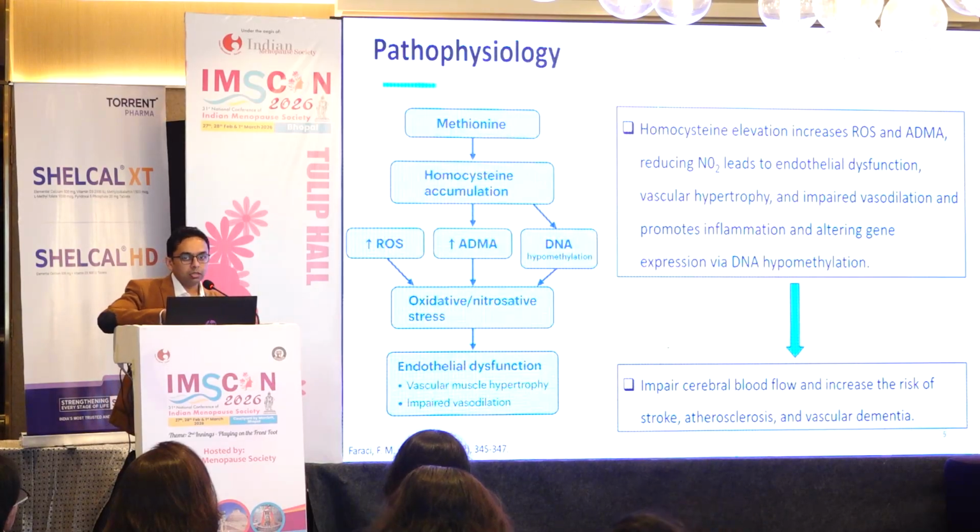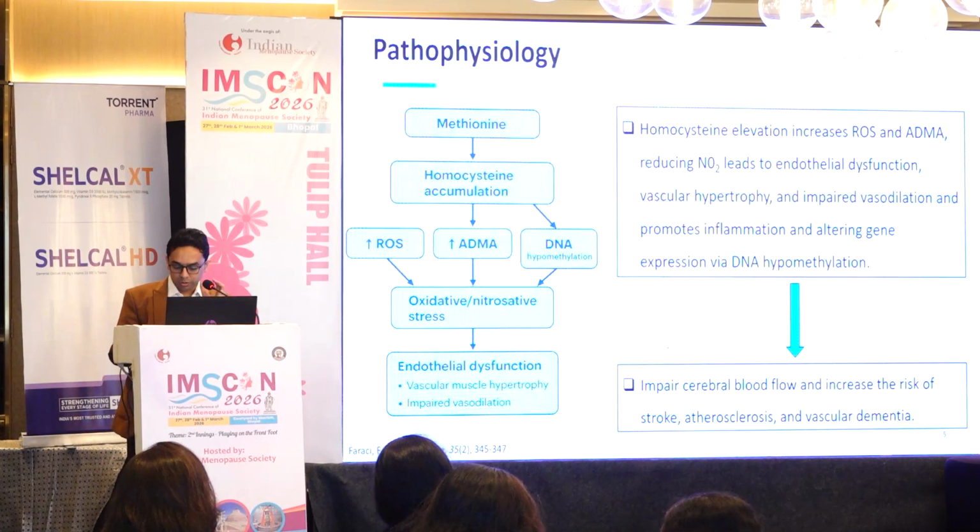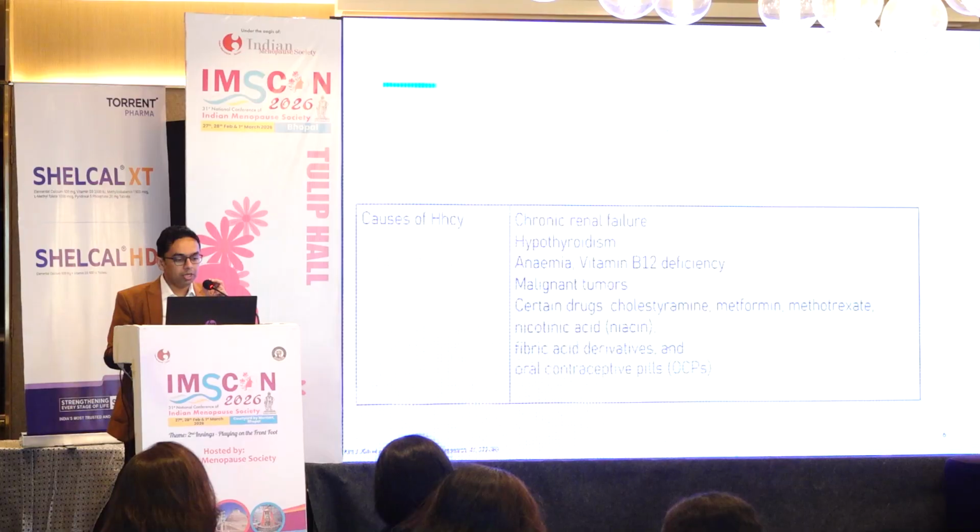What happens in diabetes? Almost like that. The reactive oxygen species increases. It's an inflammatory milieu which happens due to this. So even having this cofactor deficiency can lead to an increase in homocysteine, can lead to an increase in reactive oxygen species, can lead to increased risk of atherosclerosis and vascular dementia.